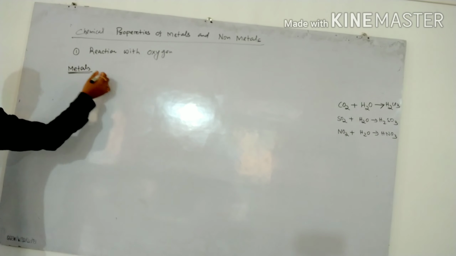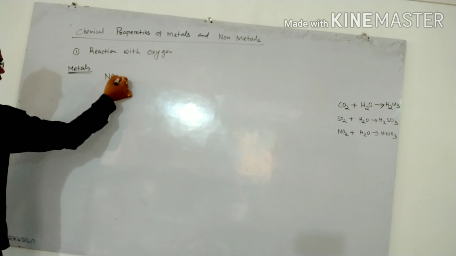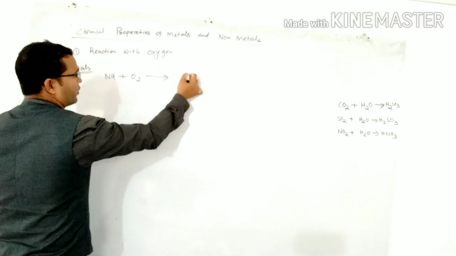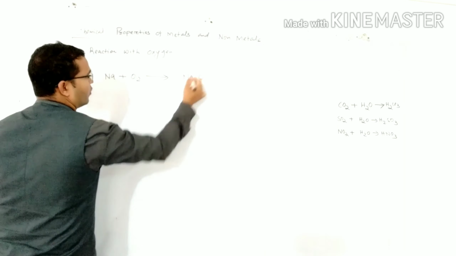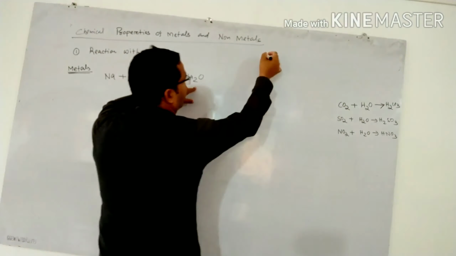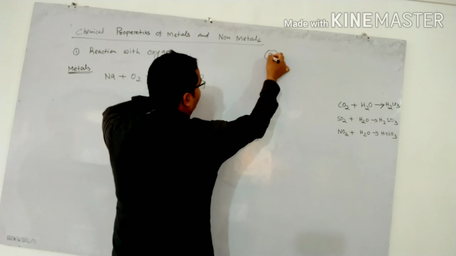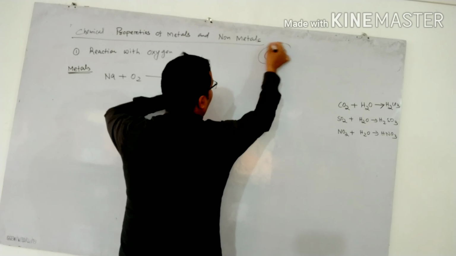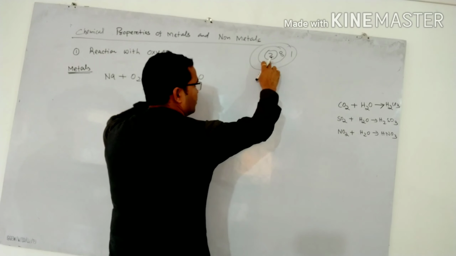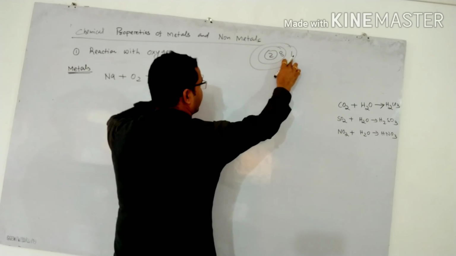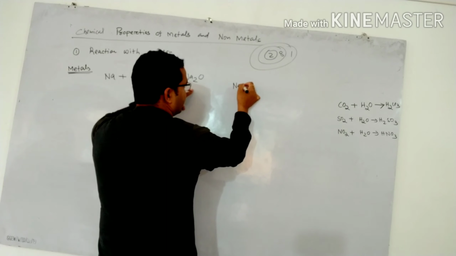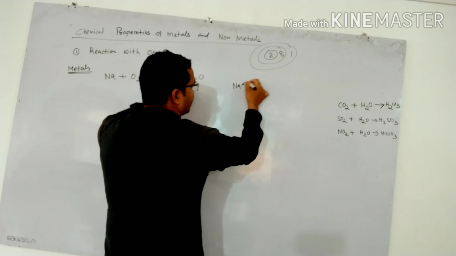metals. For example, sodium metal reacts with oxygen, gives sodium oxide, Na2O. So why is it Na2? Because the electronic configuration of sodium is 2, 8, 1. Atomic number 11. So in the first orbit the number of electrons is 2, second 8, and third 1. So sodium can donate 1 electron. I can write it like this. Sodium can donate 1 electron.